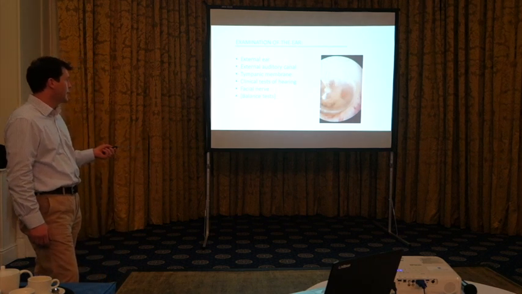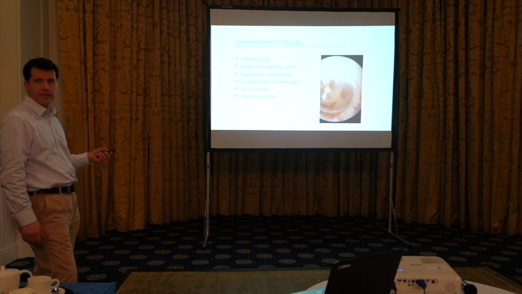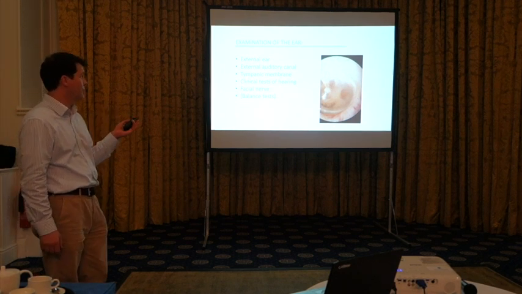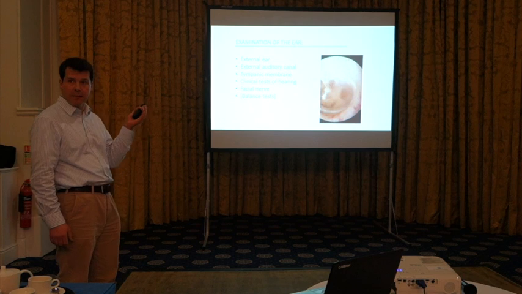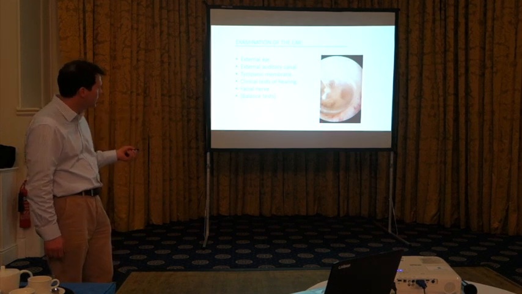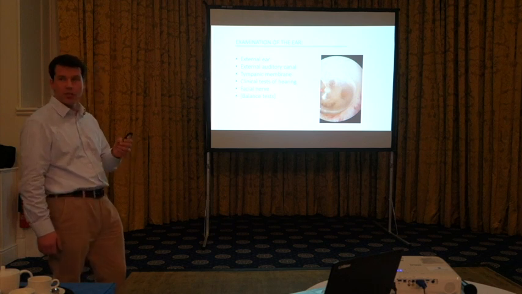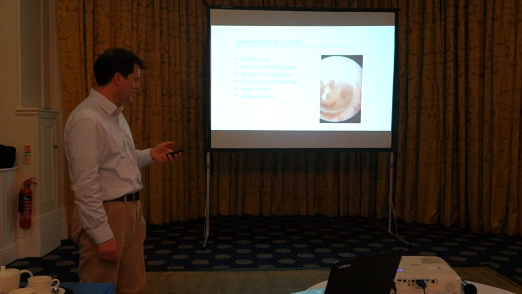So you've got the long process of the incus there. That little dark area there is where the round window sits. That separates the middle ear from the balance organ. You can't quite see it there. There's a dark shadow there where the eustachian tube runs from the ear to the back of the nose.